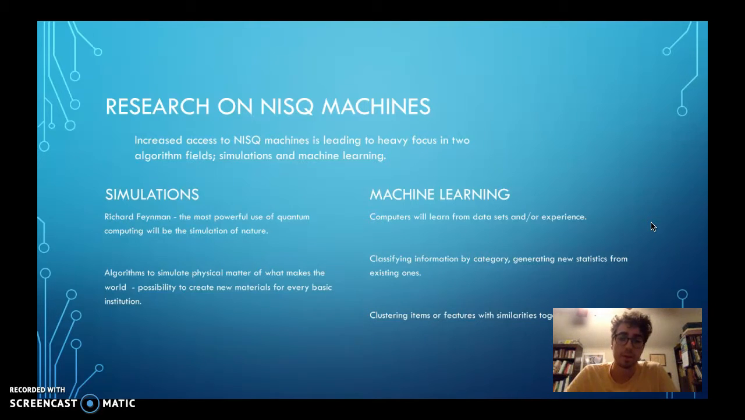Machine learning, on the other hand, is something that computers learn to do on their own through data sets and or experience. This includes clustering items or features that have similarities together without the user having to do much at all, and classifying information by categories, or generating new statistics from existing ones.